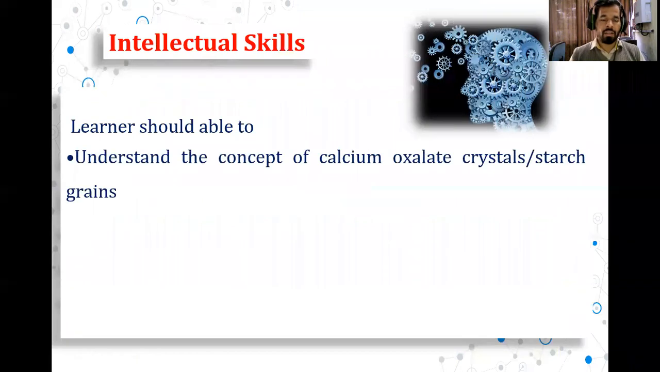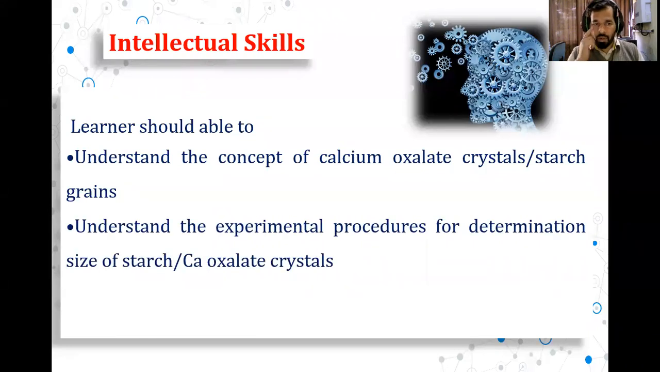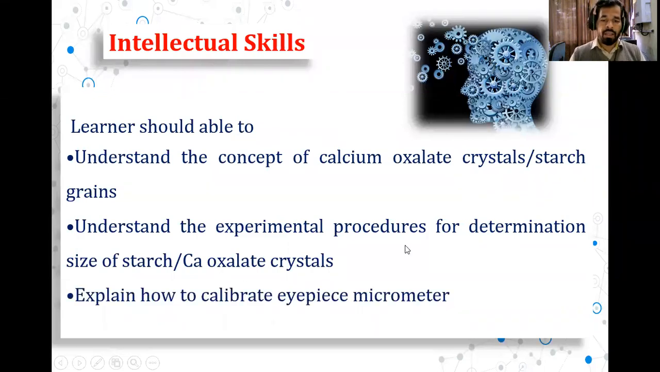Intellectual skills: after completion of this topic, you will understand the concept of calcium oxalate crystals and starch grains. You will understand what calcium oxalate crystals are and where the starch grains are present. Then you will understand details about the starch grains. Then you will be able to understand the experimental procedure for determination of the size of starch or calcium oxalate crystals, and you will be able to calibrate the eyepiece micrometer. All these points you will be able to study and understand after completion of this topic.